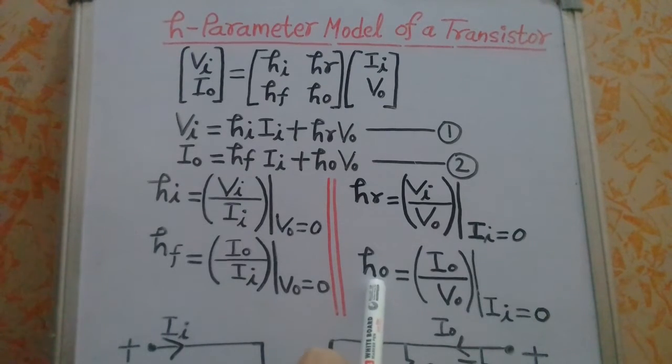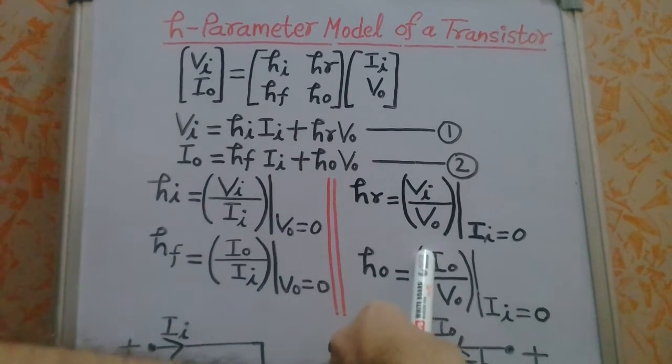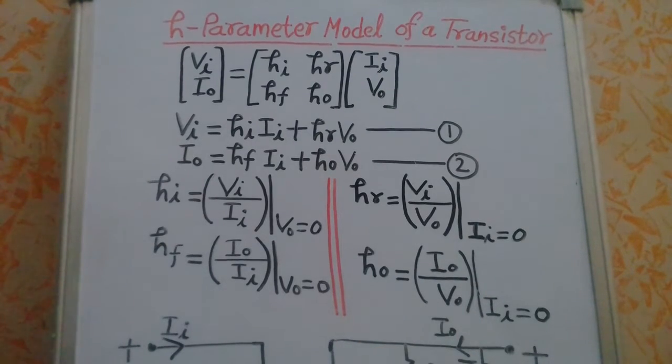So this is HO. Can you tell me what should be the name of this parameter HO? See, this is ampere by volts. Ampere by volt is a unit of admittance. So this is basically admittance. Admittance of what? Output. Output admittance. So the name of this parameter HO will be output admittance under the condition when input is open. So that is IO by VO.